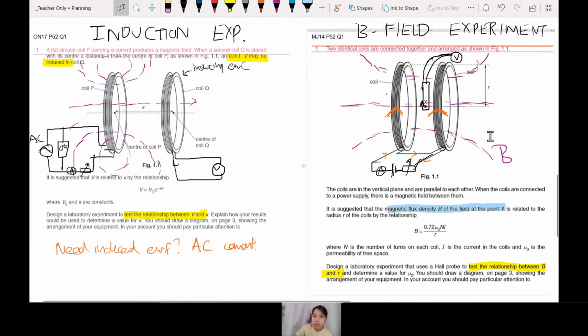This one, no Hall probe. This one has a Hall probe because you want to measure B. This one you just measure the induced EMF with your voltmeter.